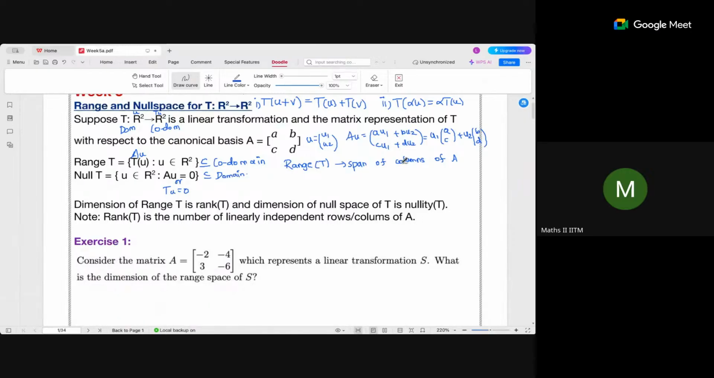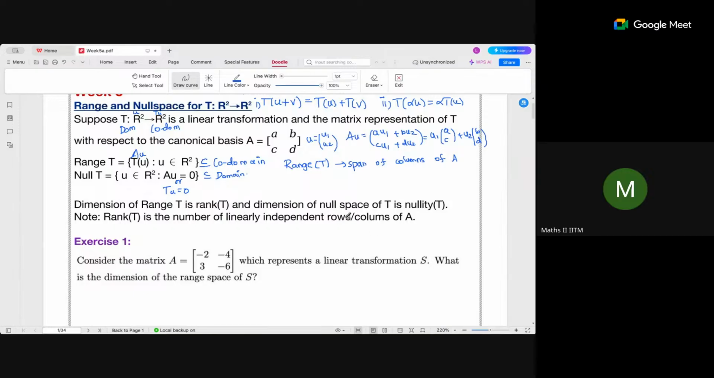This also we have seen. Why? The reason here is that the span of columns is the range. So the number of linearly independent columns should be the dimension, right? So the linearly independent columns will form a basis for the range. Hence, the number of linearly independent columns of A is the rank.